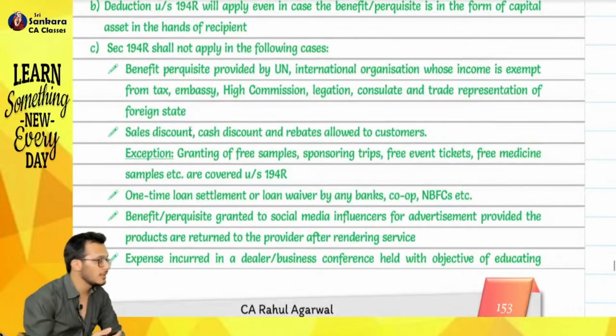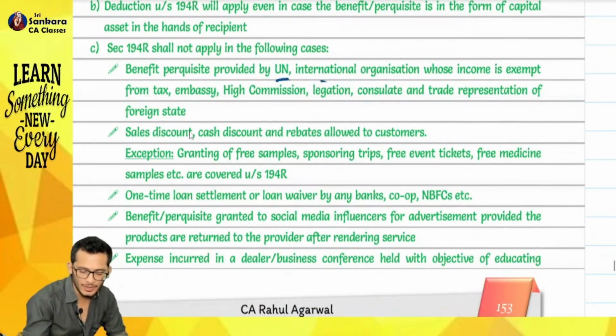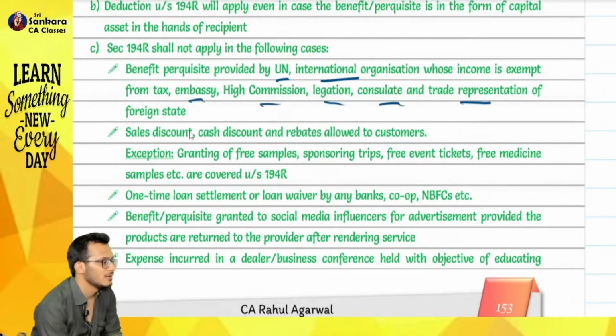TDS will not apply in the following scenarios. The benefit is provided to the UN, an international organization whose income is exempt from tax, an embassy, high commission, legation, consulate, or trade representation. These are exempt from TDS.